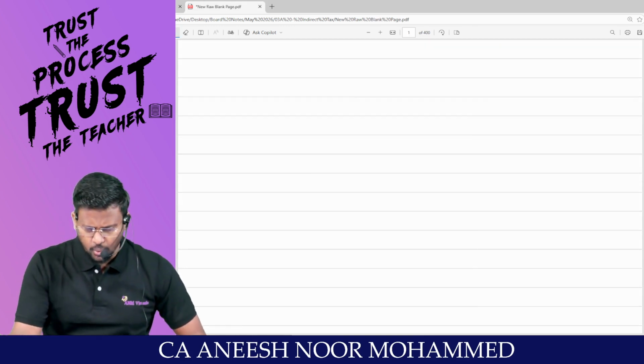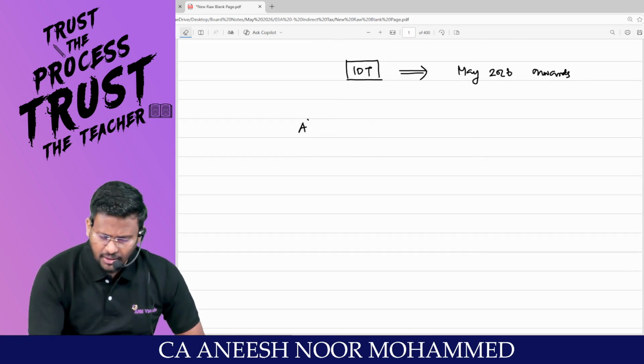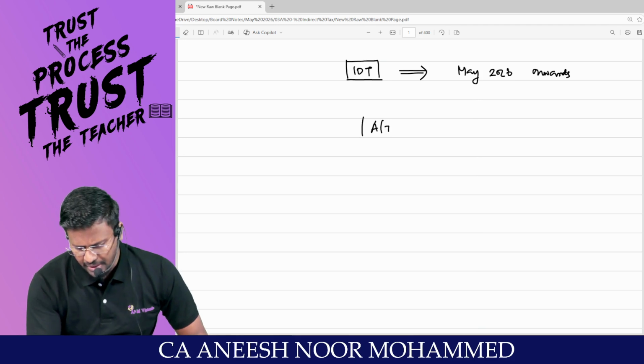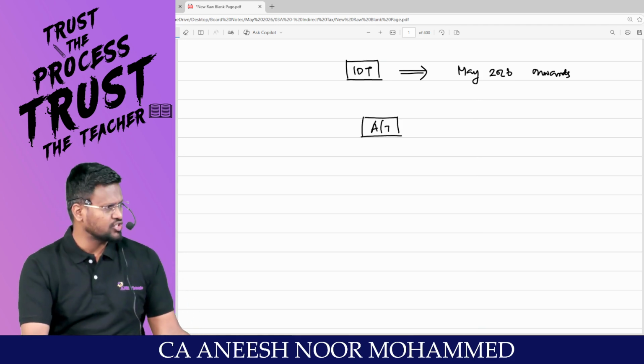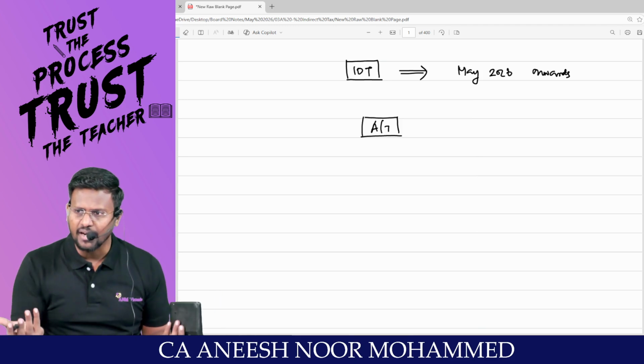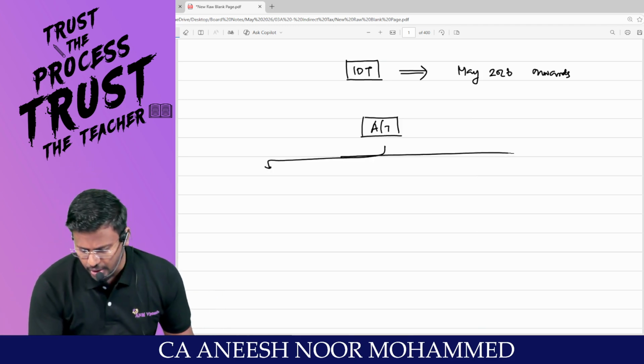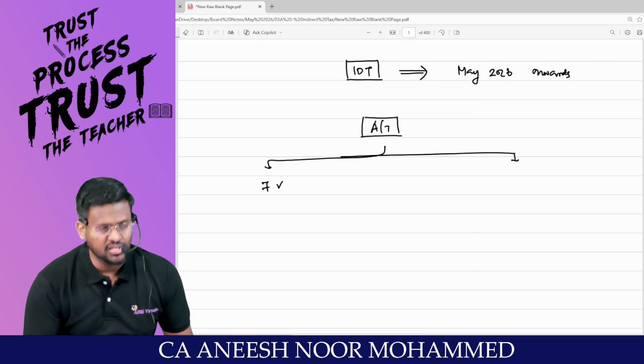So my dear lovable students, there will be an activity or transaction. For example, I am selling a calculator. I am purchasing a calculator. These are all activity or transaction. That activity or transaction should be covered in section 7.